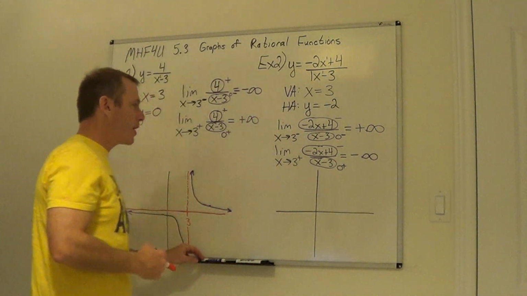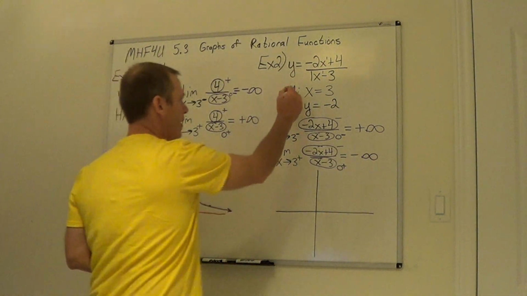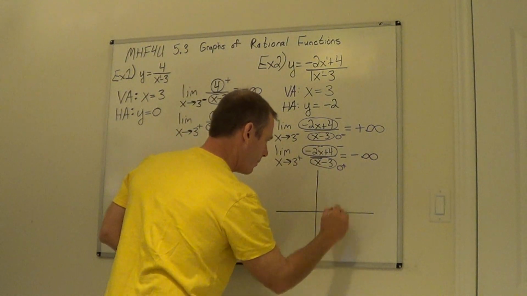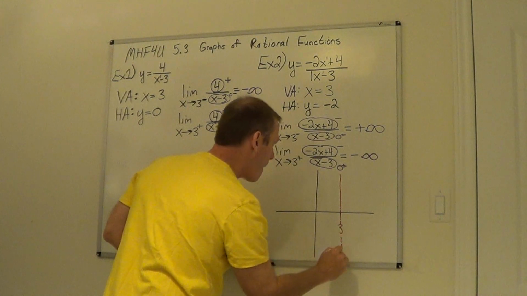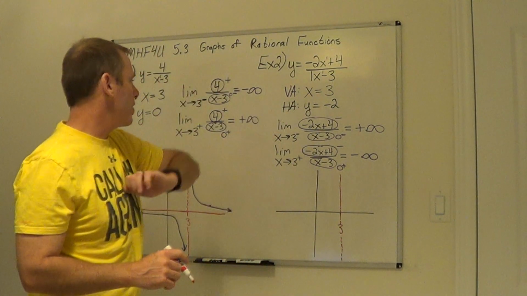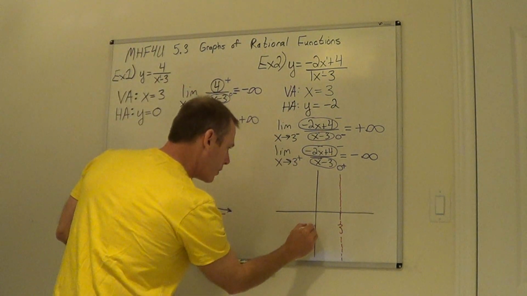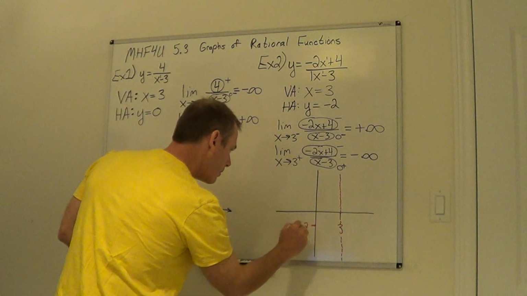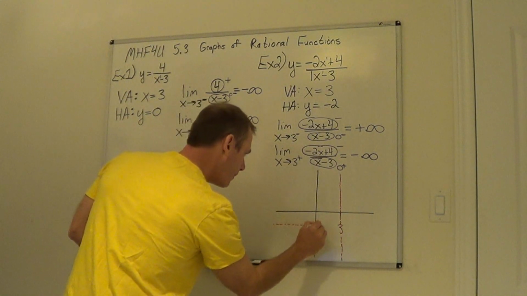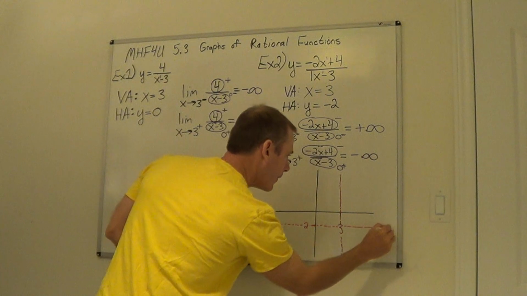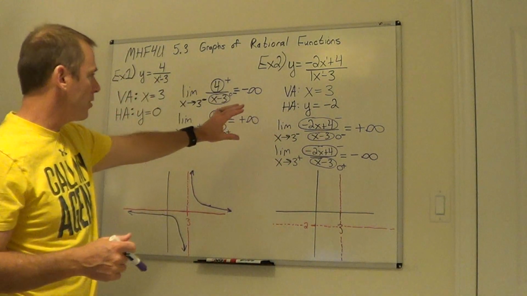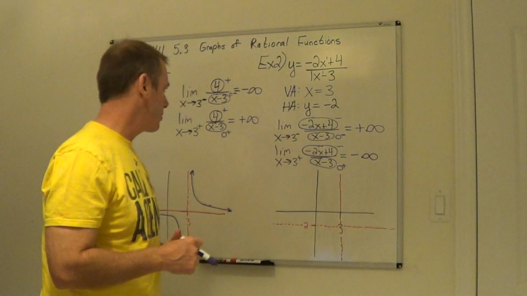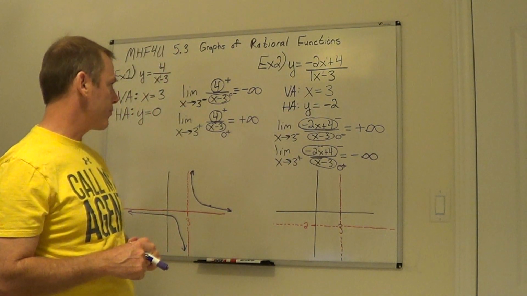Alright, now sketching my graph. Again, I have a vertical asymptote at 3. We'll sketch that in. I have a horizontal asymptote at negative 2. So again, just a sketch. And again, the limits for our vertical asymptotes will tell us what the graph is doing.